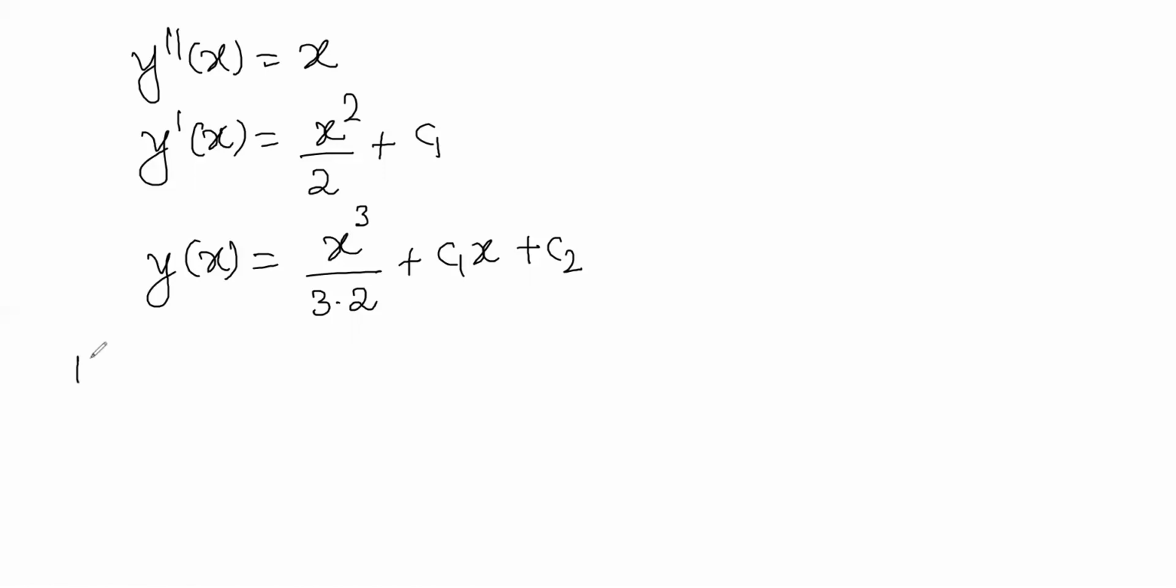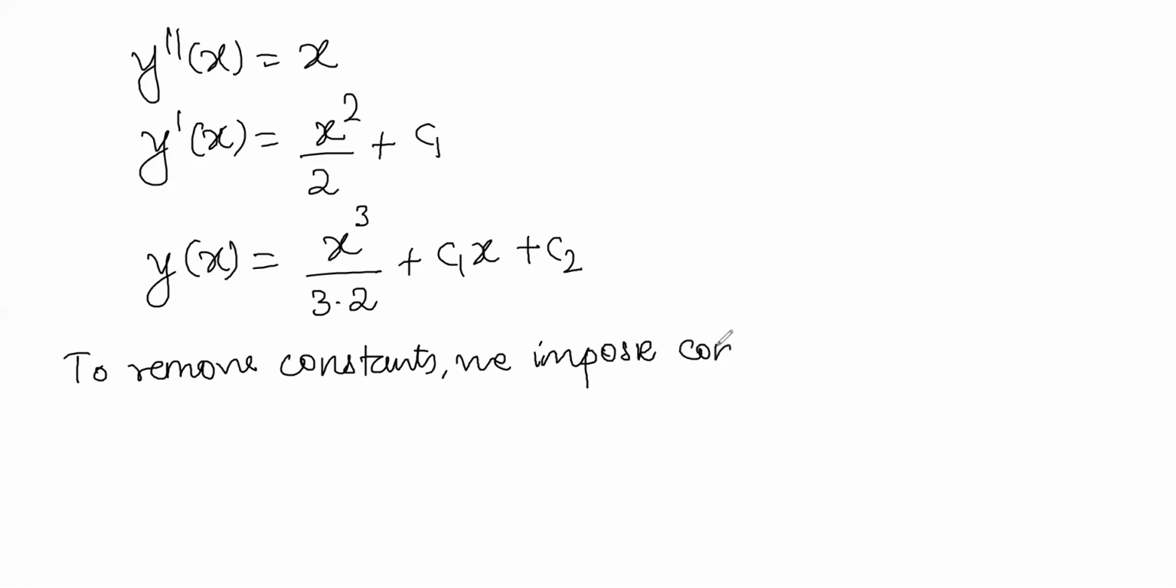So to remove constants, we impose initial or boundary conditions. Since this is a Volterra equation, I will not have boundary conditions, it will be initial conditions.